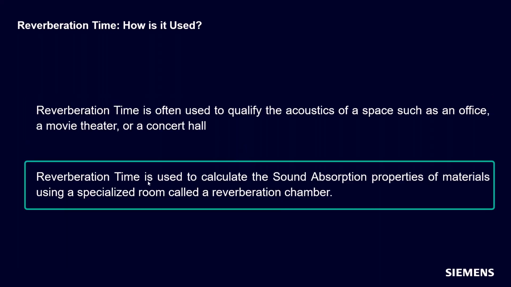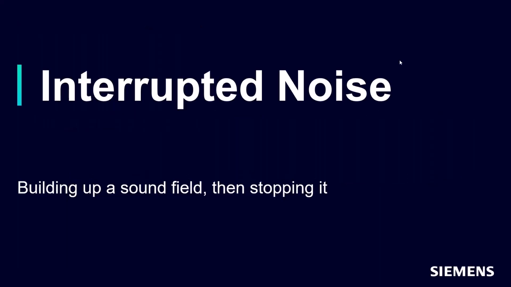Where reverberation time is also used very frequently is for calculating the sound absorption properties of a material. And that usually takes place in a specialized room called a reverberation chamber. So a reverberation chamber is a room that approximates a very diffuse field, so it's all very reflective surfaces. And we use that to calculate T60 times. And we can then use those T60 times to calculate how well a material sample that was placed in that room will absorb sound.